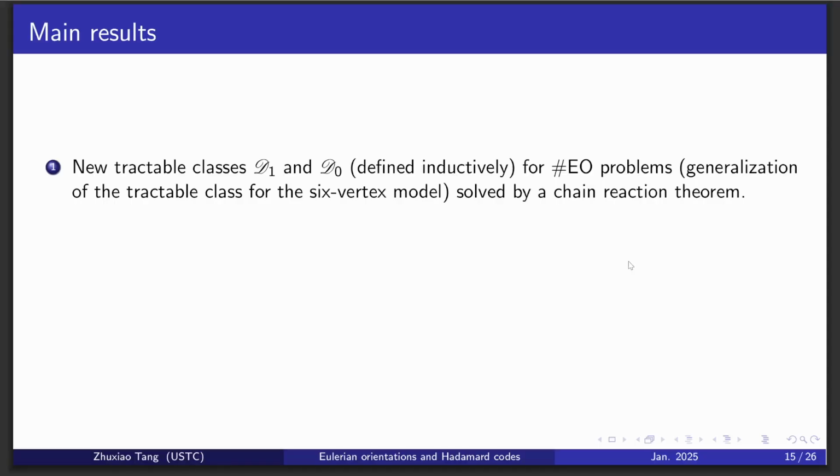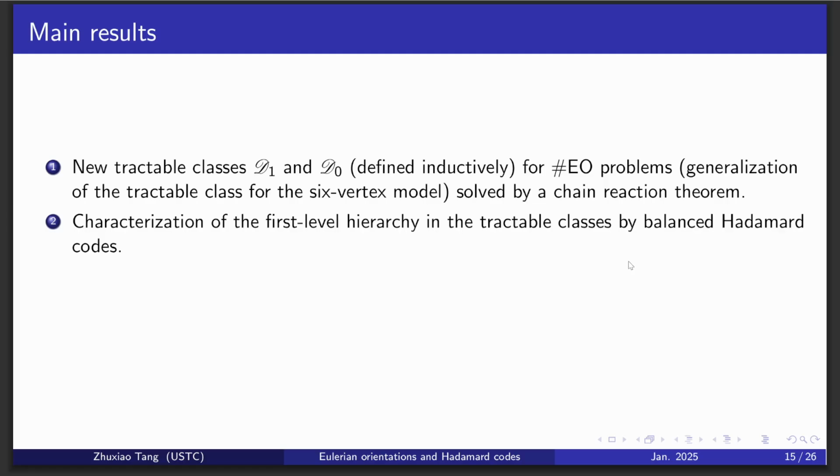And I will list our main results. First, we introduce new tractable classes D1 and D0. They are defined inductively for counting EO problems, and they are a generalization of the tractable class for the 6-vertex model. And problems parameterized by these tractable classes can be solved by a chain reaction algorithm. We also give a characterization of the first level hierarchy in the tractable classes, and it turns out that these tractable classes can be characterized perfectly by the balanced Hadamard code.